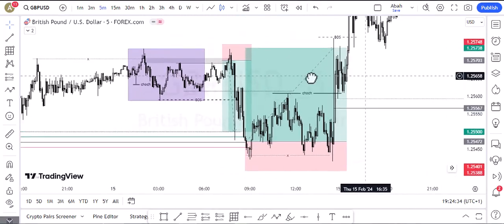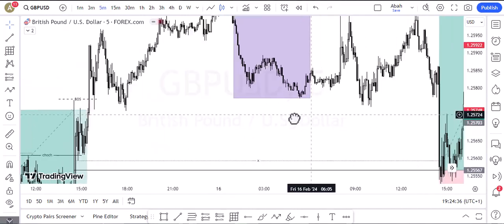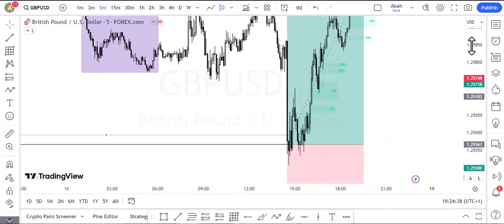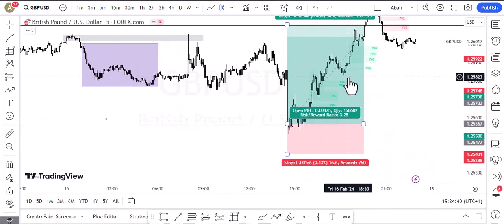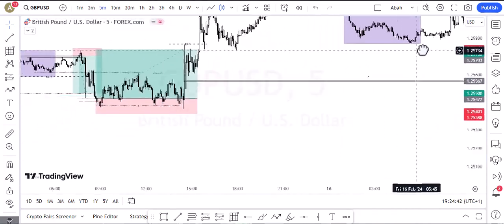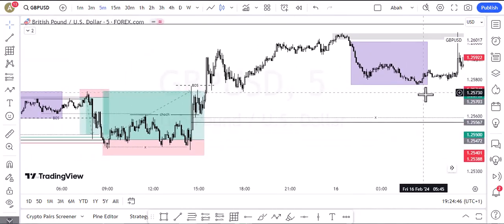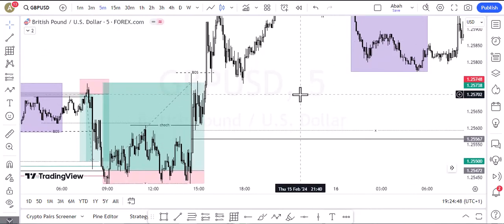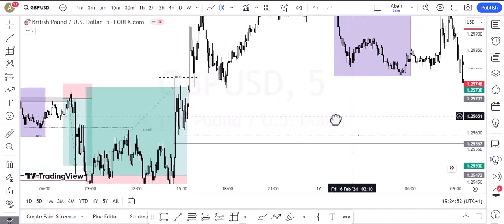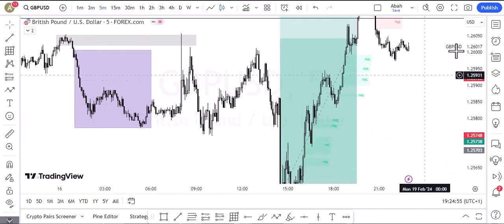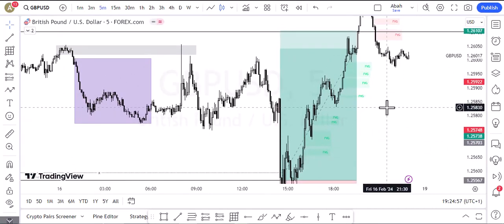This one gives you 1:3.17, and then you waited for a bit, and then you catch this other one again. This one gives you 1:3.25. Just imagine, within 2 days alone, this would have given you around 11-12%. You get what I'm trying to say? So this is just amazing, guys.